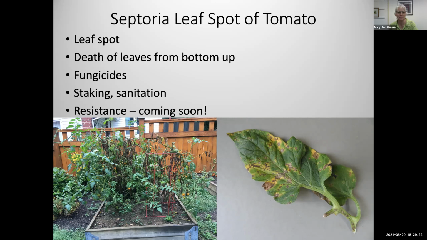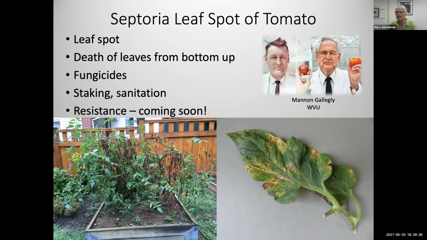And I thought it was really funny that right before this talk tonight, I got an email from a group in West Virginia that got some grant funding to develop more of what they've been working on there. And it's the same guy, Manon Gallagly, up at West Virginia University. He is now 98 years old, and he is still working on his Septoria resistant tomatoes. And finally, he's getting some good results. So his varieties have not been commercialized yet, but they're working on it.